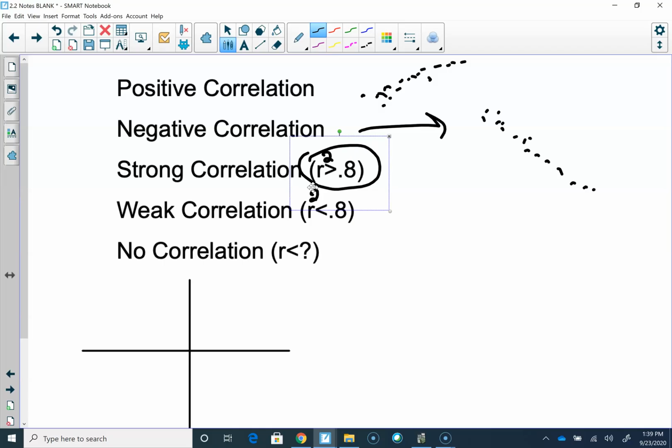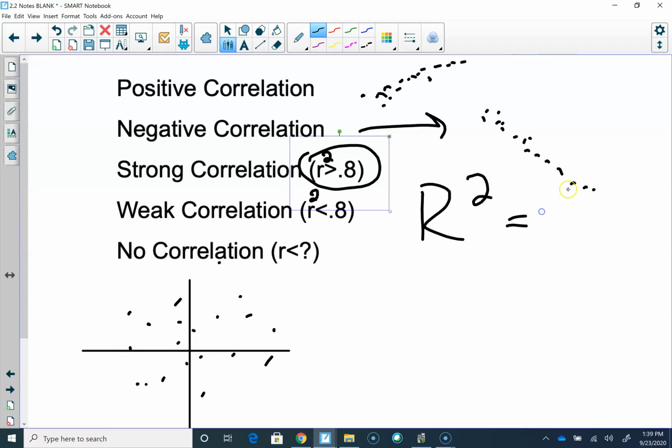No correlation would be in between, so a graph that had no correlation would be a graph that looks like this. You couldn't put a line anywhere that would make sense, that would make these dots look like they're going in a line like those. And correlation has to do with the R squared value.